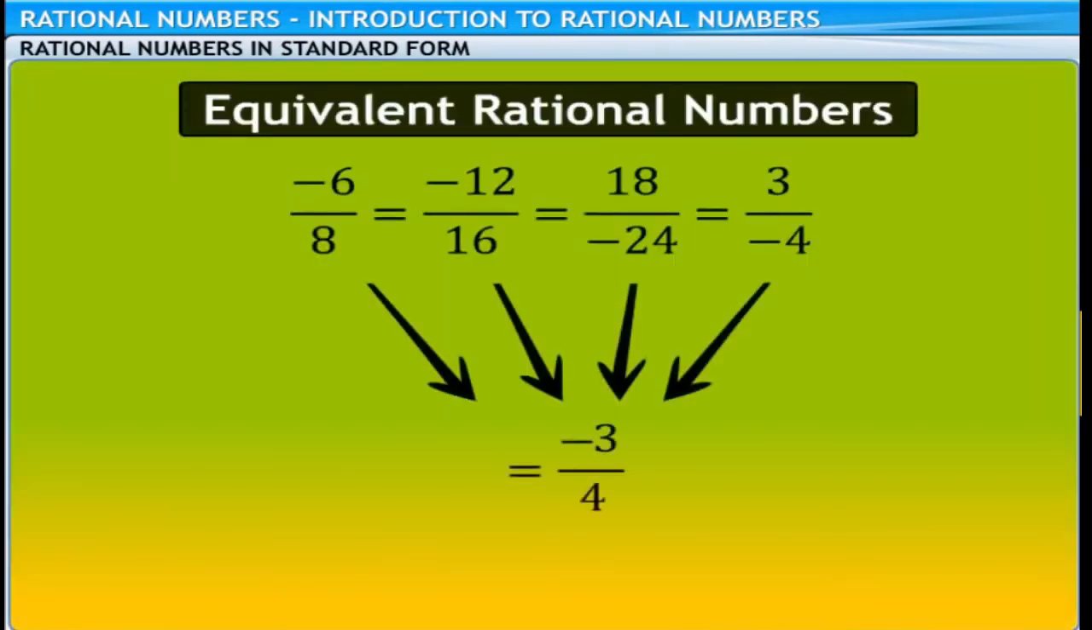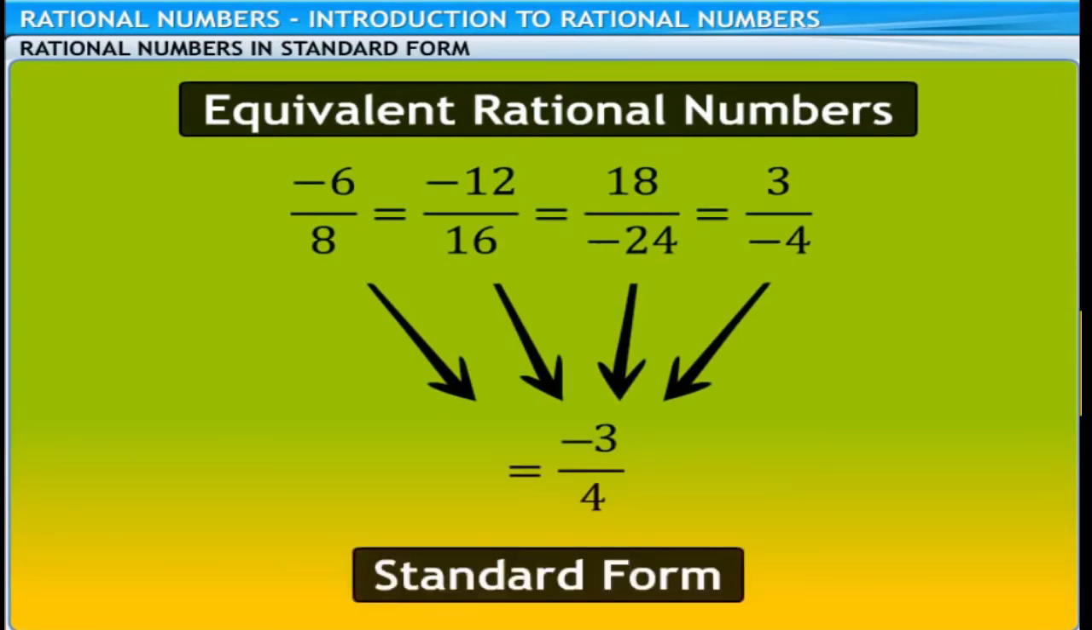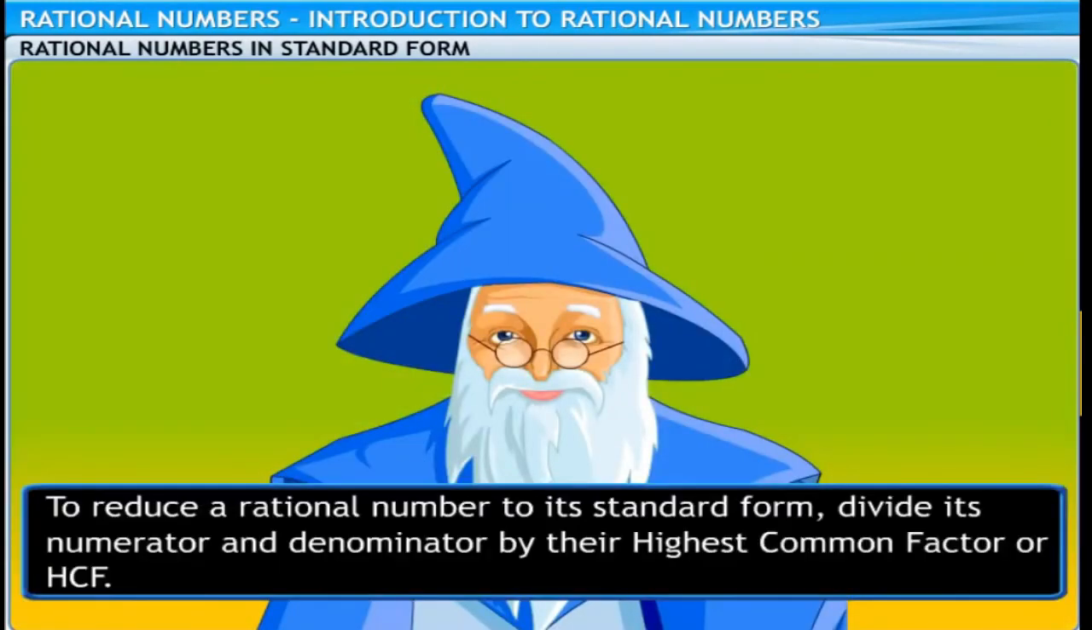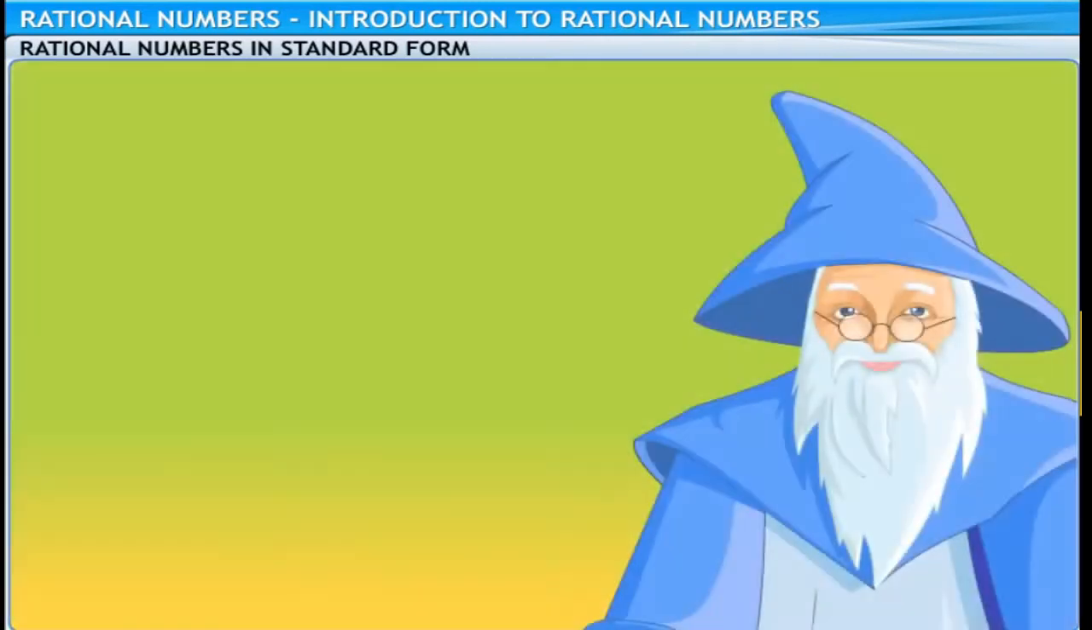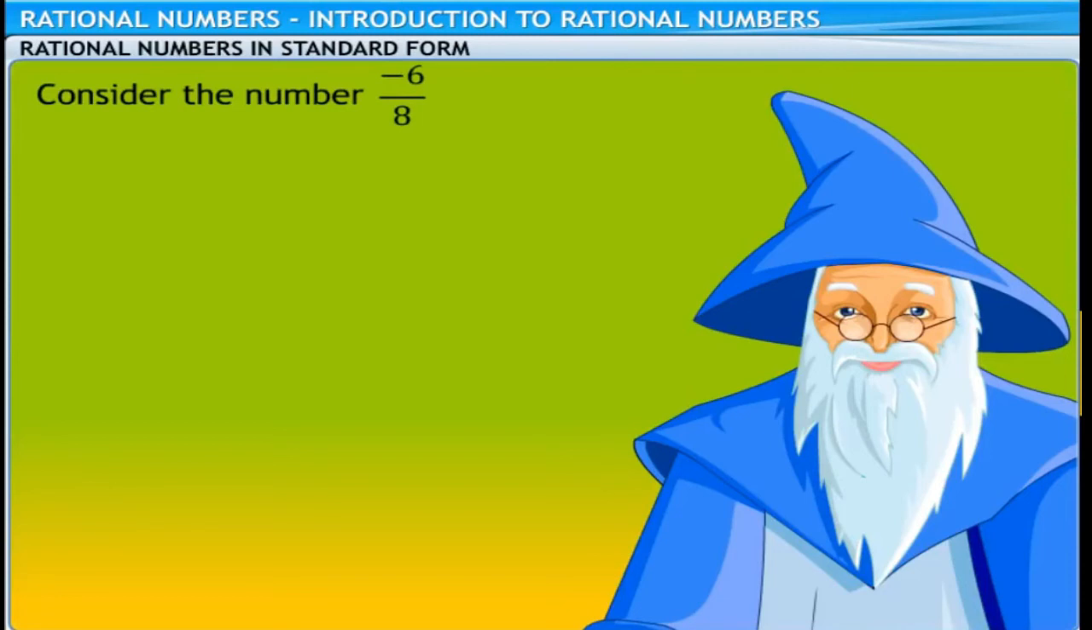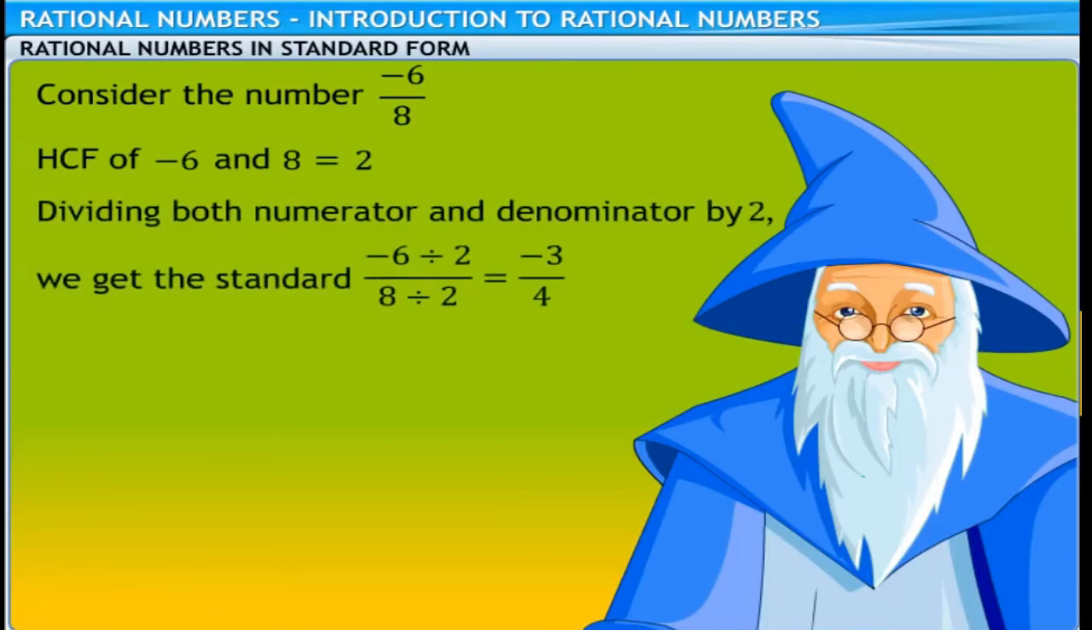By saying that minus 3 divided by 4 is the standard form for all these equivalent rational numbers, we mean that all these numbers can be reduced to minus 3 divided by 4. Let's see how. To reduce a rational number to its standard form, we divide its numerator and denominator by their highest common factor, or HCF for short. Consider the number minus 6 divided by 8. The HCF of minus 6 and 8 is 2. Dividing the numerator and the denominator by 2, we get the number in its standard form.